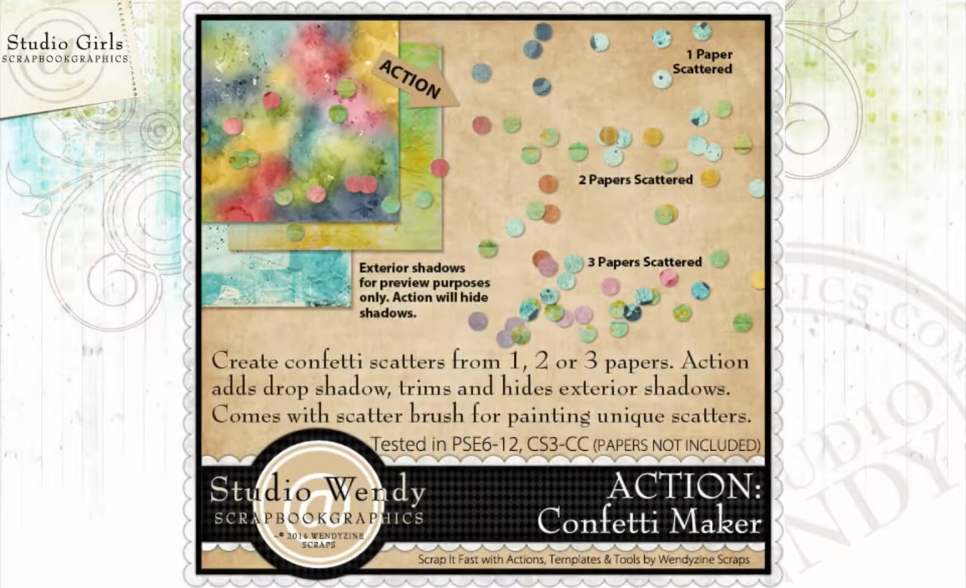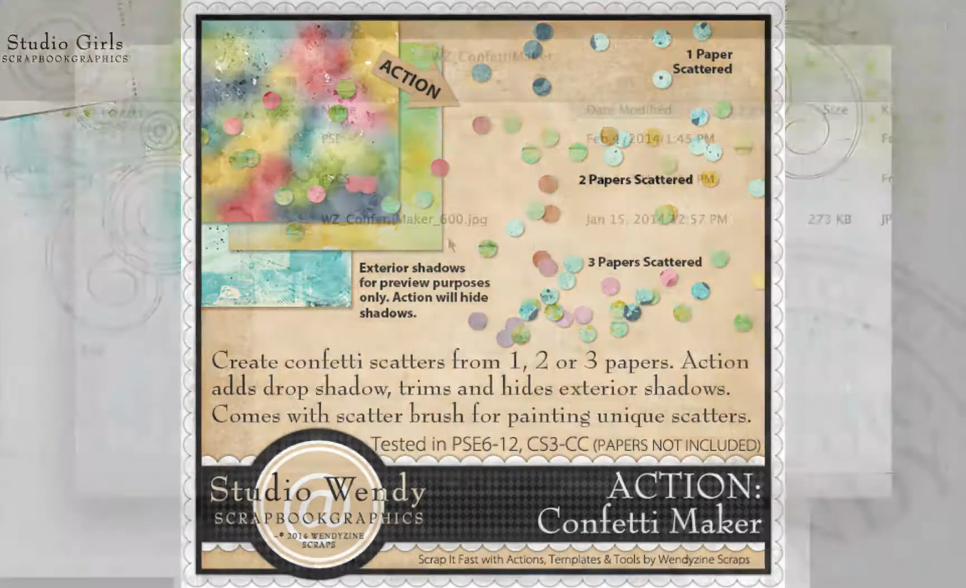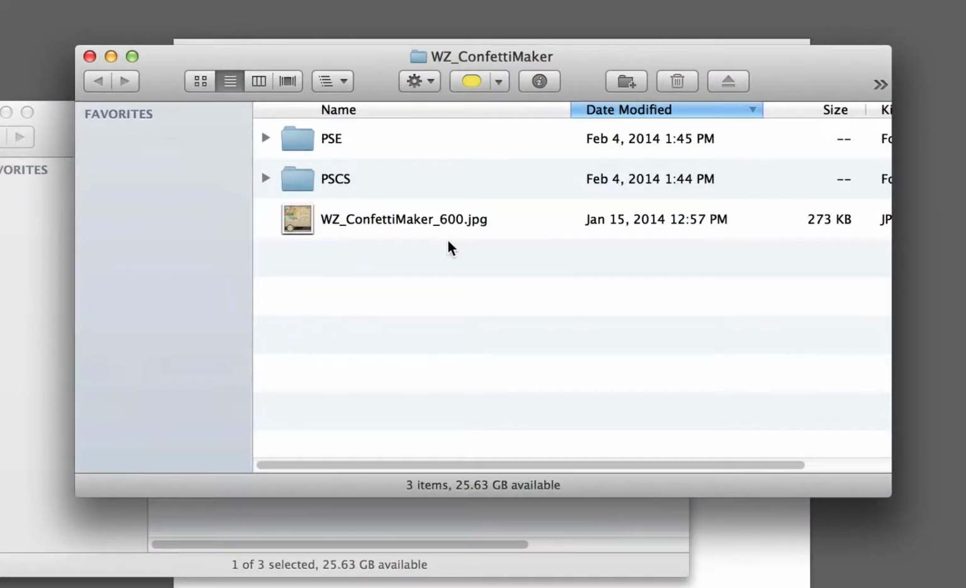Today we're going to take a quick look at the Confetti Maker. It's a set of actions for turning any paper or papers in your stash into a little pile of confetti. Let's take a look at what comes in your download.